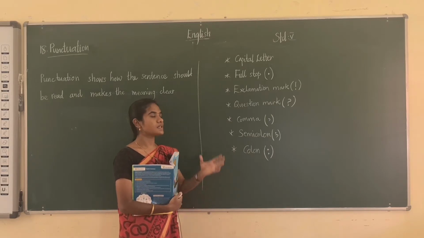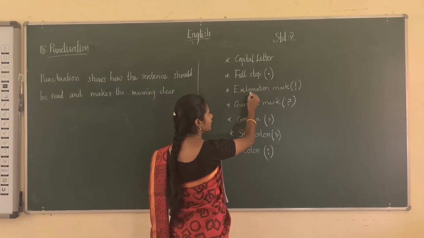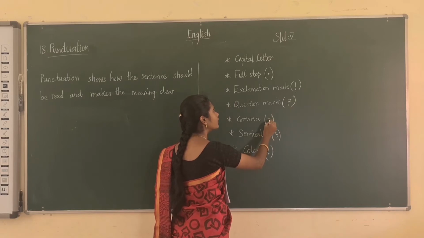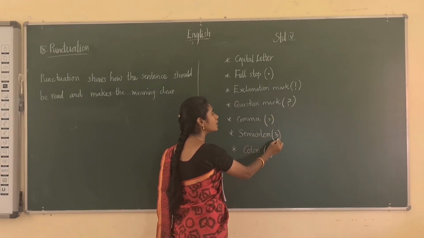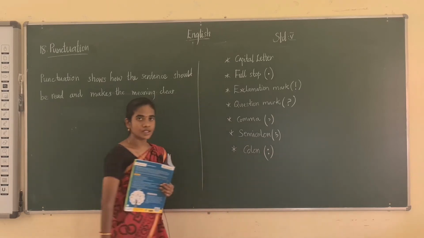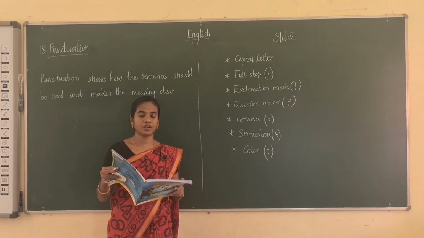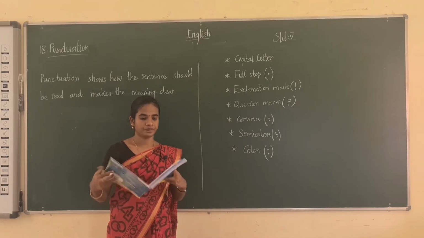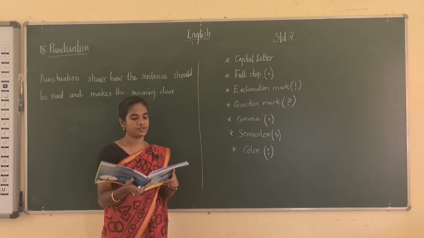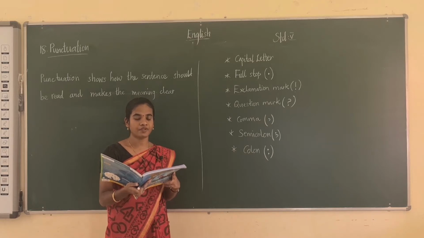Now students, observe these symbols also. What is the symbol of full stop? The symbol of exclamation mark is this, the symbol of question mark is this, the symbol of comma is this, the symbol of semicolon is this one, and the symbol of colon is this one. So you have to look at the symbols also. Now students, take your book, page number 108. Let us revise the different punctuation marks and their functions.